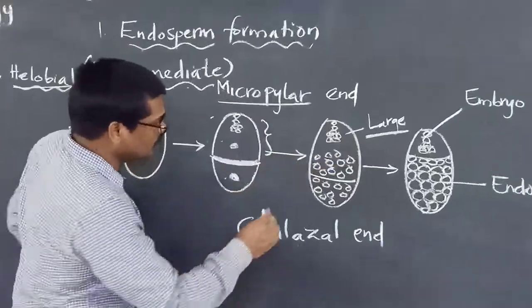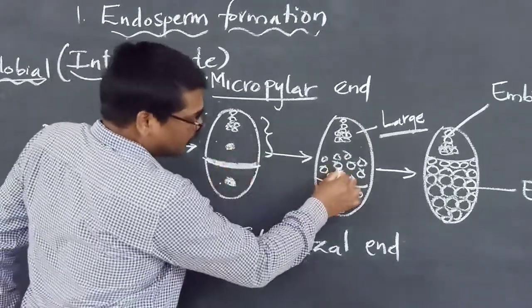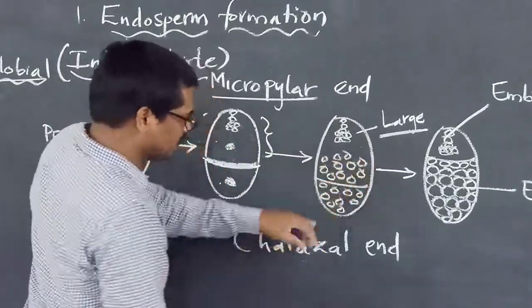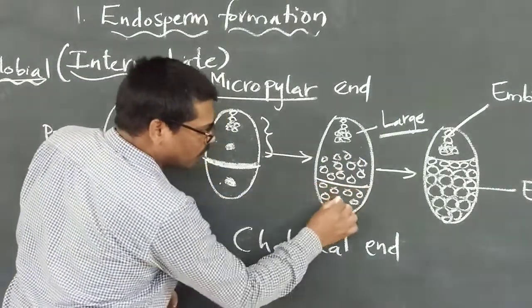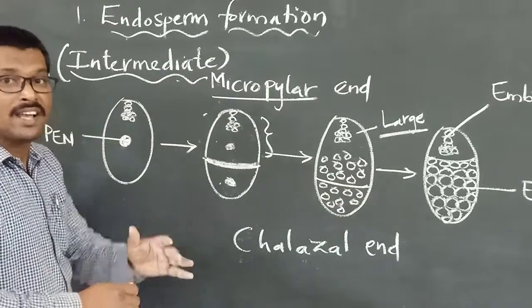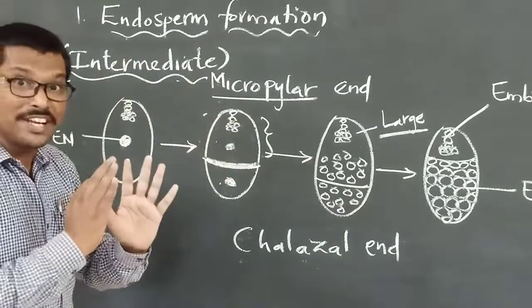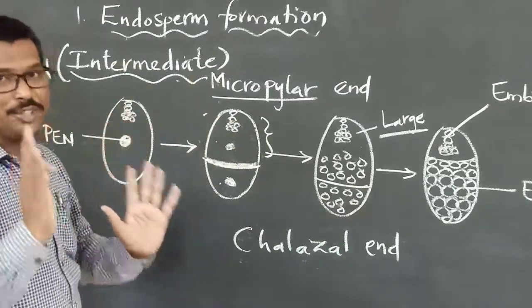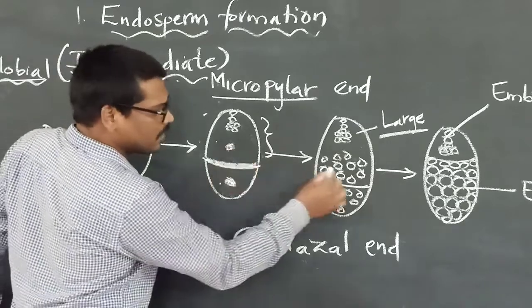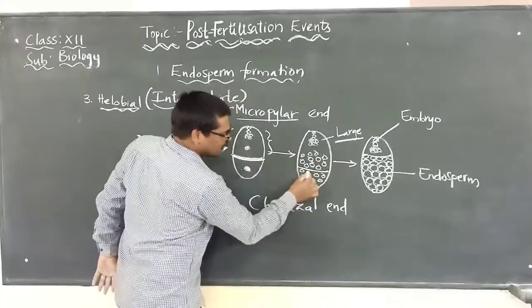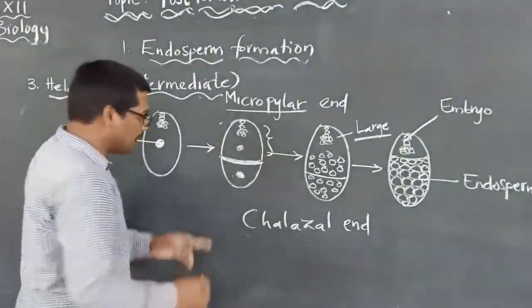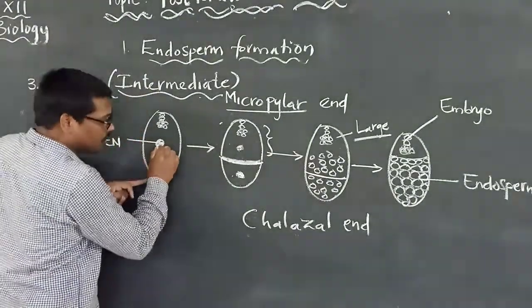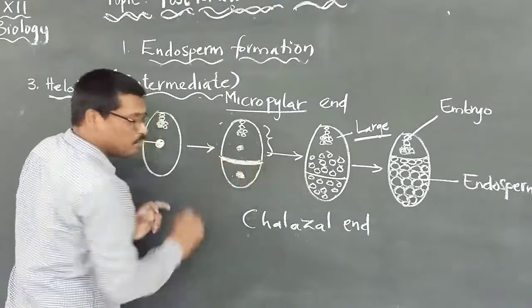Now, you see that this nucleus will be undergoing many divisions. Same case even with the nuclei towards the chalazal end, separated by a wall. They are undergoing, like the first one, free nuclear division. See here, one nucleus only divided into many nuclei. Here also, one nucleus only divided into many nuclei. But in the very beginning, what we said, the nucleus divided into two and separated by a wall.